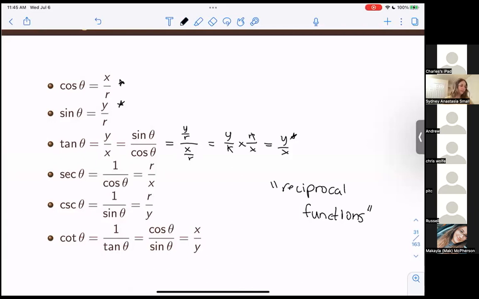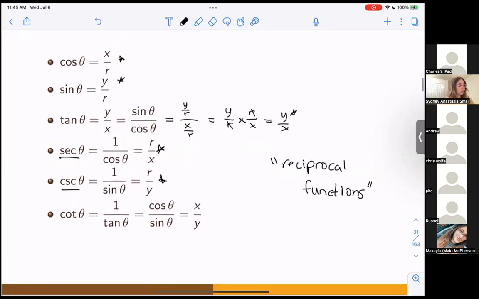Same for cosecant. Cosecant is the inverse of sine. I know it sounds a little backwards. We want cosecant to be the inverse of cosine and secant to be the inverse of sine. Unfortunately, it doesn't work that way. But secant is the inverse of cosine. Instead of x over r, it's just r over x. Cosecant is the inverse of sine. Instead of y over r, it's r over y. You can just always use these 2 formulas.